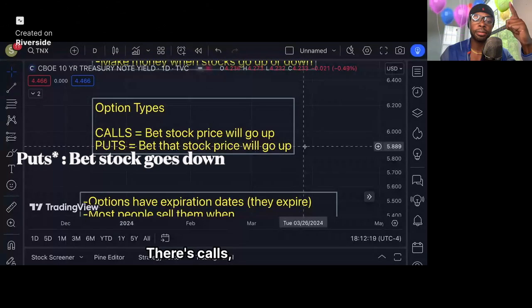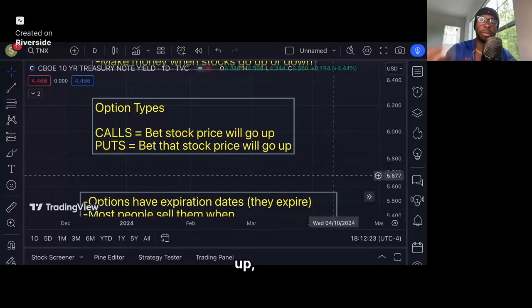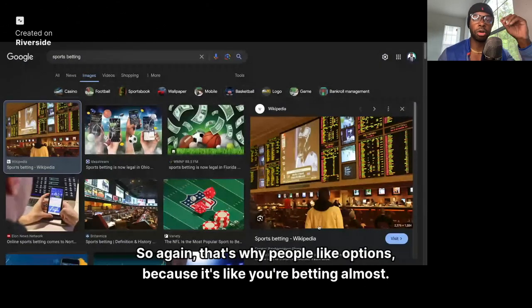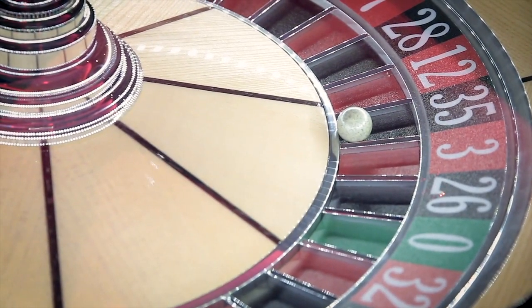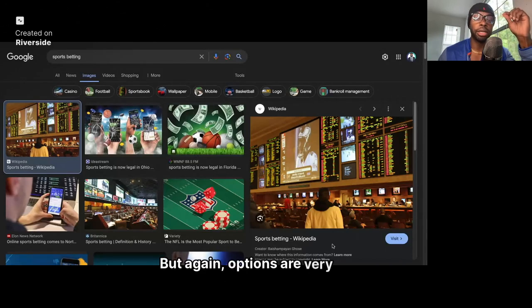There's calls, and all a call is, you're betting that the stock price is going to go up. That's why people like options, because you're betting almost. There are a lot of gamblers that get into options, and it's no bueno for them. Options are very risky. This is educational purposes only.